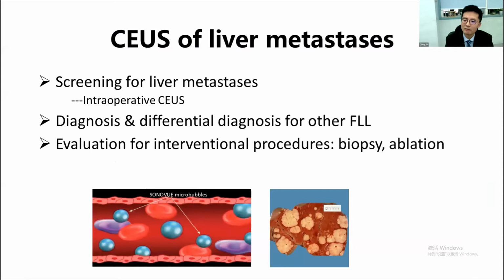Imaging plays a very important role in the field of liver metastasis. Contrast-enhanced ultrasound is one of the most commonly used contrast-enhanced imaging methods. It can be used as a screening tool, including application during surgery, and as a differential diagnostic tool for liver metastasis and other focal liver lesions. It can also be used to evaluate interventional procedures such as biopsy and ablation.